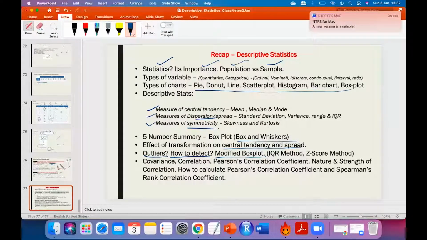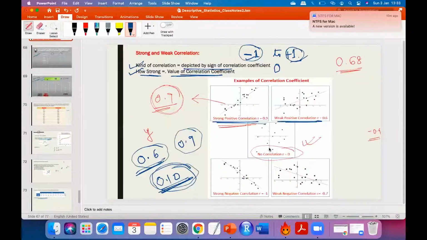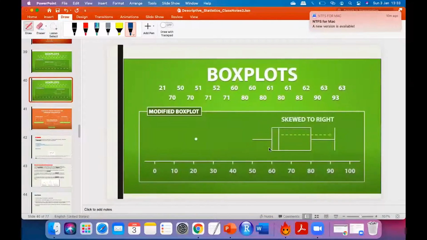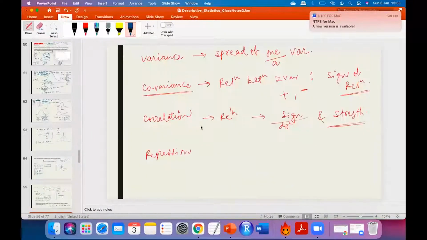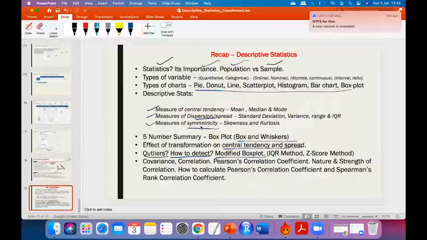I want an answer from you guys. I know you guys have forgotten, but we have studied modified box plot. Yes, we have studied. I just explained what a modified box plot is. It looks very fancy, but a modified box plot just means that you remove the outliers. IQR method, Z-score method. These are the main two methods that we studied to determine outliers.